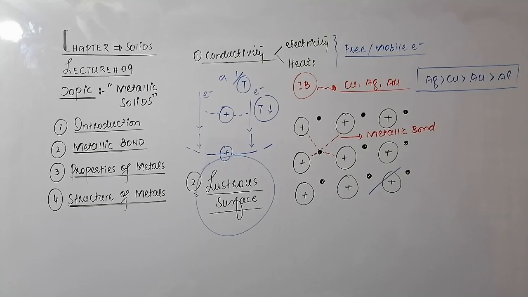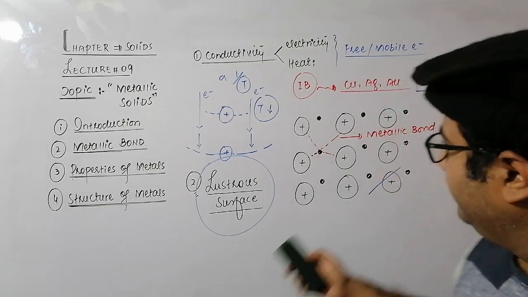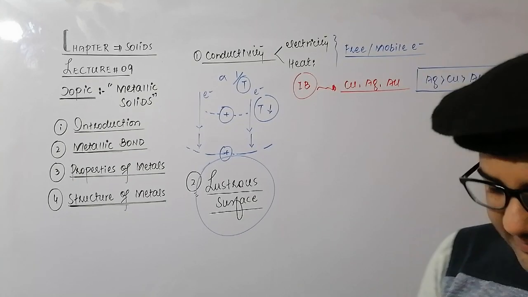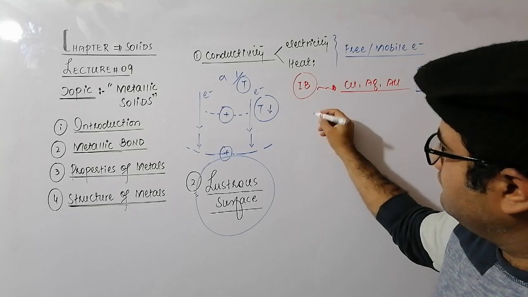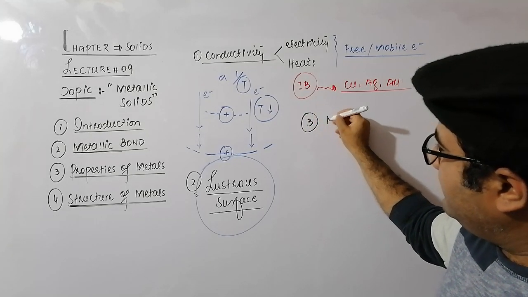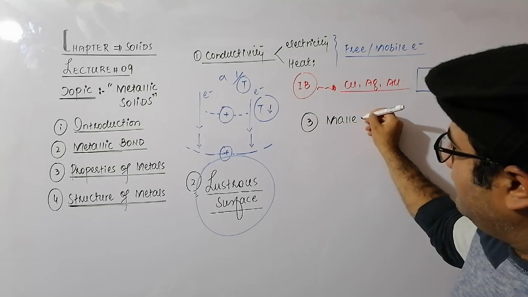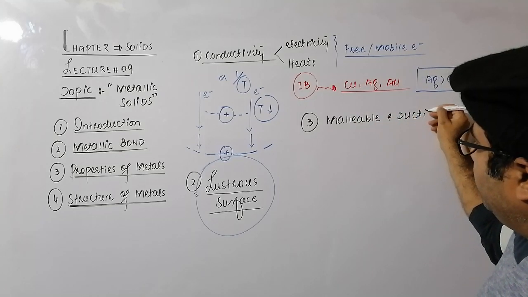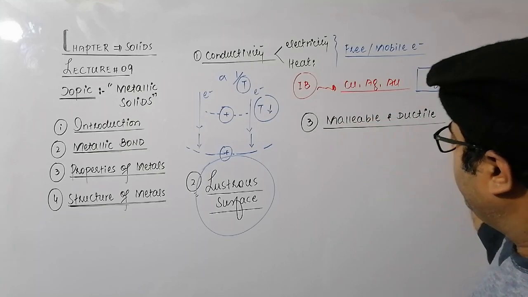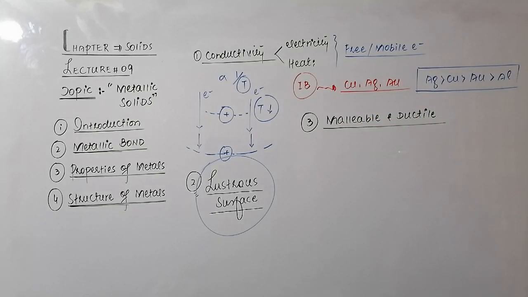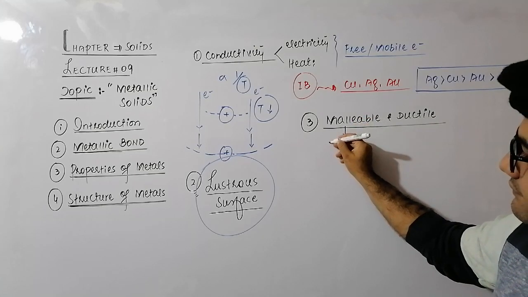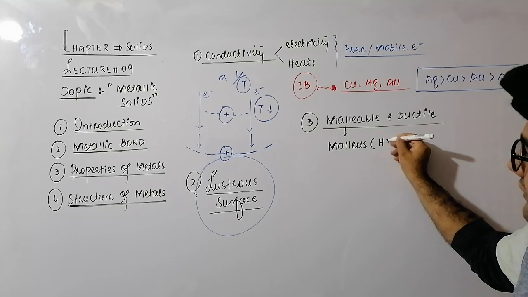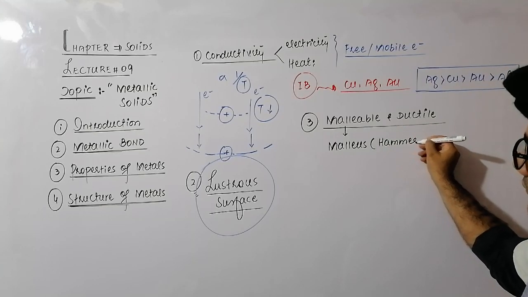Now let us move towards the third property. And the third property is metals are malleable and ductile. Now the word malleable is actually from malleus, which means hammer.